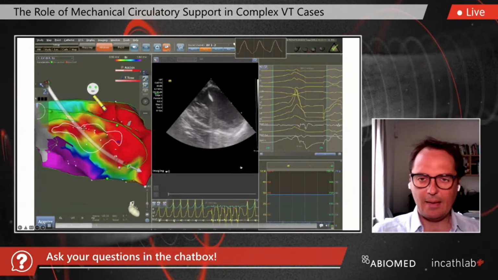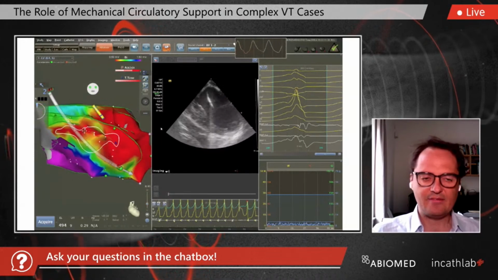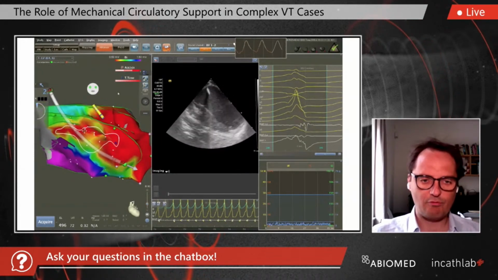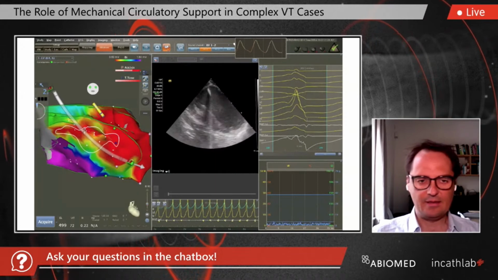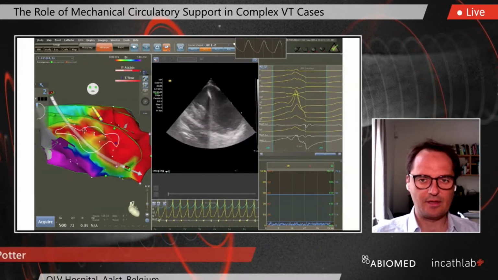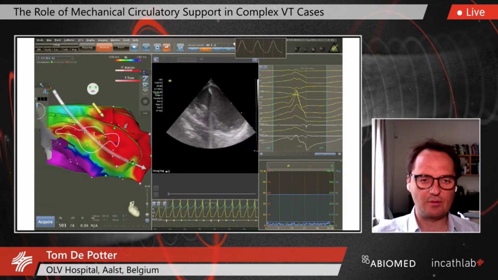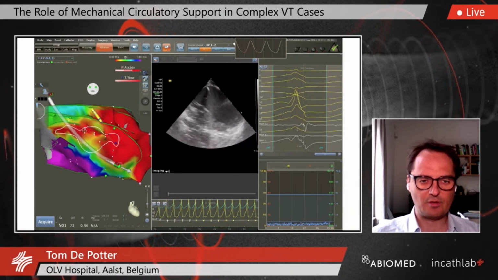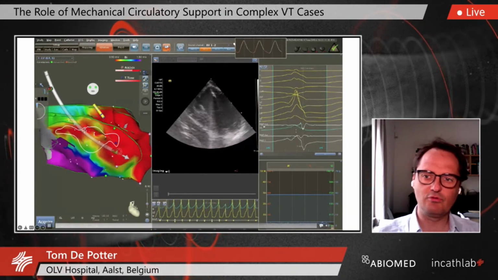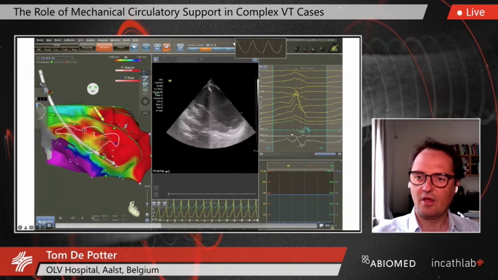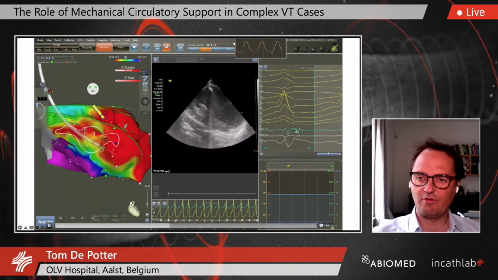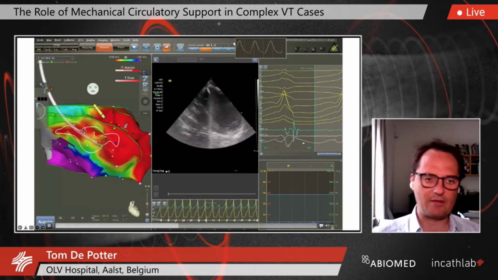So typically, what we can do nowadays is, if we already know where to look for in an identified substrate, and you can see here a pretty large scar in the left ventricle. If we go to the edge of that scar and we induce VT, we have a decent chance of identifying these beautiful late potentials as you see them on the top right of the screen.